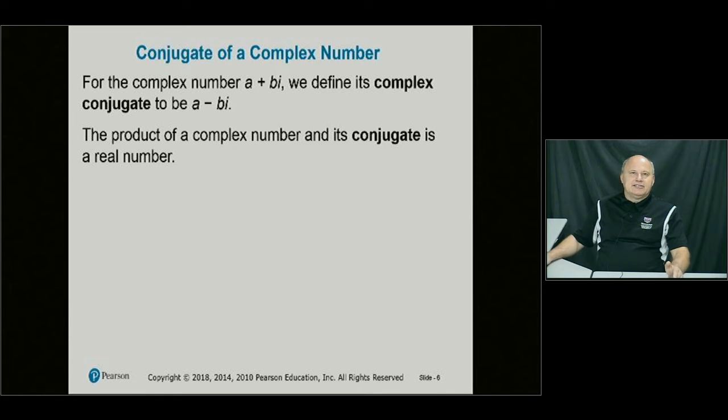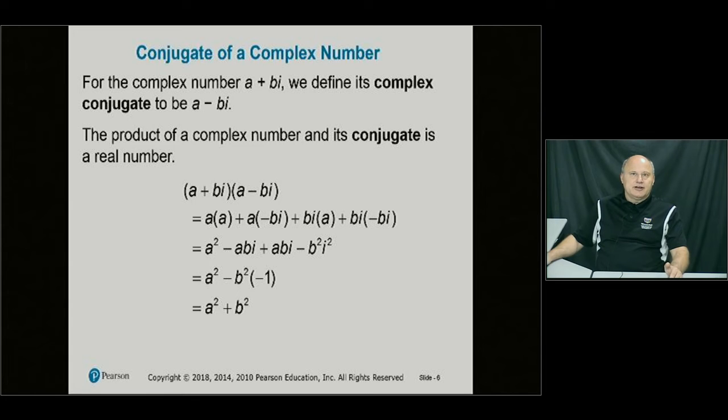Okay? And it says the product of a complex number and its conjugate is a real number. So let's look at that. Why is that true? Now remember, a and b are real numbers, right? It's only the imaginary unit, i, that's the square root of a negative 1. So if you multiply the imaginary unit times b, which is a real number, you get the imaginary number. But by themselves, a and b are real. If you don't include the i, then the a and the b are real numbers.